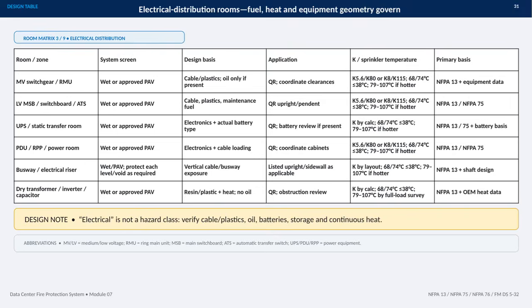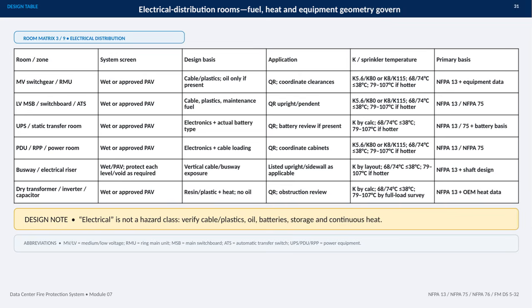This room matrix covers the main electrical distribution spaces and shows why they cannot all be treated identically. The governing factors are the fuel package, the heat profile, and the geometry of the equipment and obstructions. Electrical by itself is not a hazard classification. We still need to verify cable and plastic loading, any oil, the battery type, storage conditions, and continuous operating temperatures.